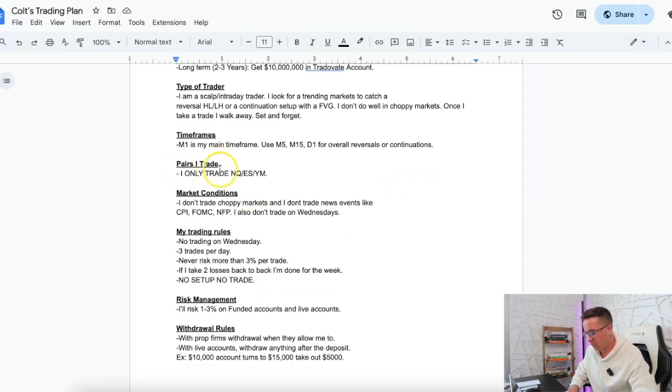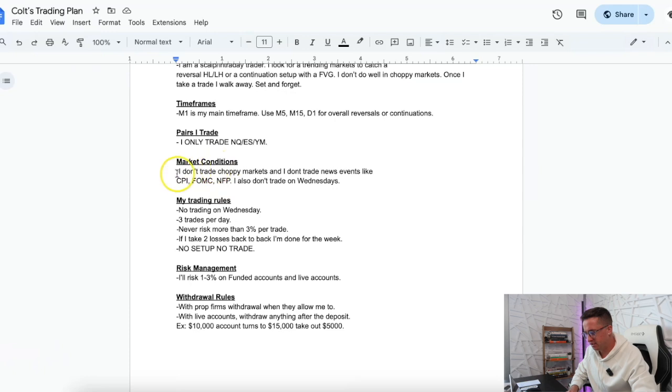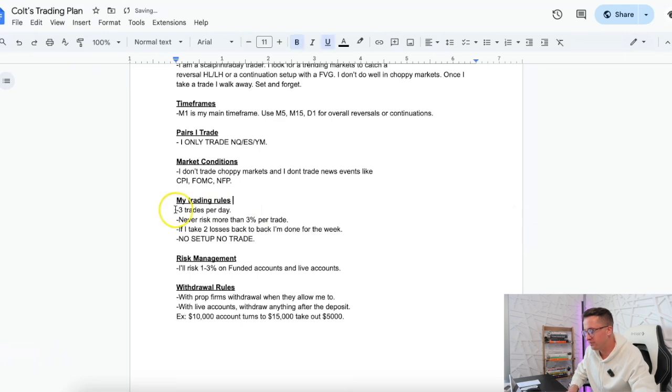Pairs I trade. I only trade NQ, ES, YM. Market conditions. I don't trade choppy markets, and I don't trade news events like CPI, FOMC, and NFP. I also don't trade on Wednesdays. Lately, I have been trading on Wednesdays, so I can actually go and take this part out right here. Now, these are some of my trading rules. We'll take this one out since we just determined that that's fine.